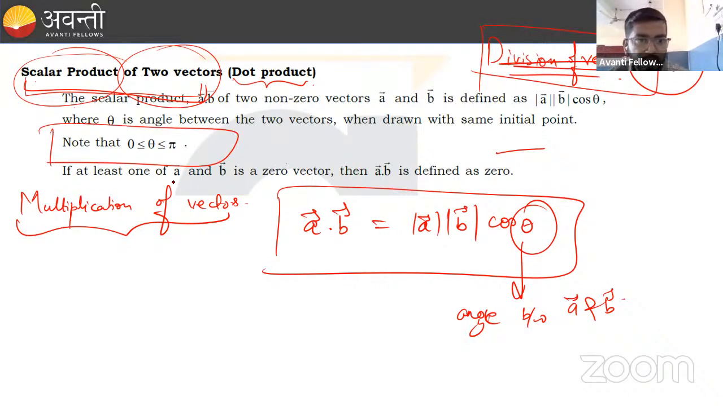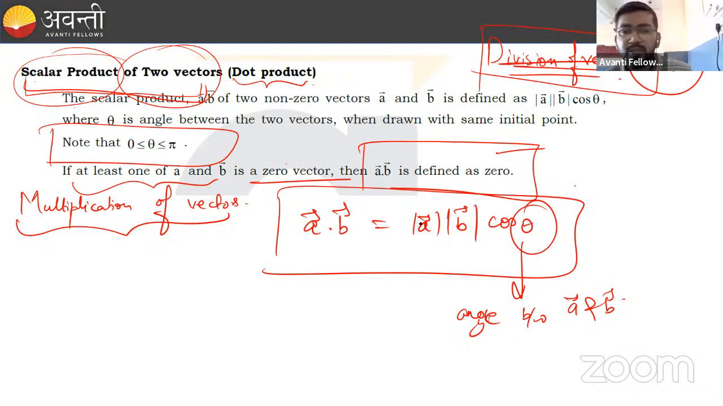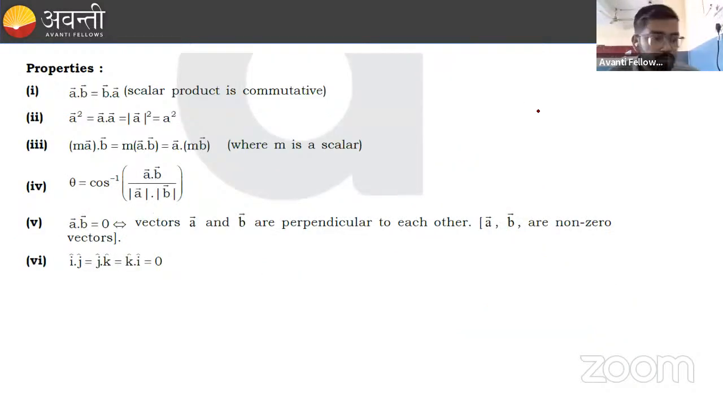So if at least one of a bar and b bar is a zero vector, then a bar dot b bar comes out to be zero, right? If any one of these vectors is a zero vector, that means the magnitude of either this can be zero or this can be zero. When this is zero, if you multiply it with the other magnitude and cos theta, you get the answer as zero.